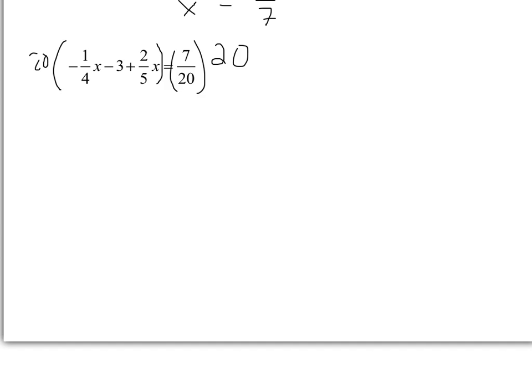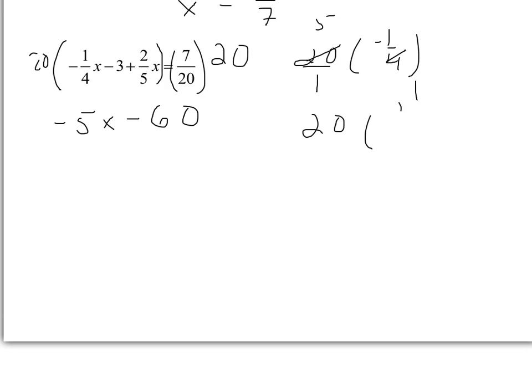So 20, I'll do out one of them over here, 20 times -1/4. So I'll turn that into 20 over 1. Cross reduce the 4 and the 20. So this first term turns into -5x. Next I have to multiply 20 by -3, which is -60. And then 20 times 2/5. Let's do this one out too. So 5 and the 20 cross reduce like that. 4 times 2 gives me 8, so this turns into plus 8x.